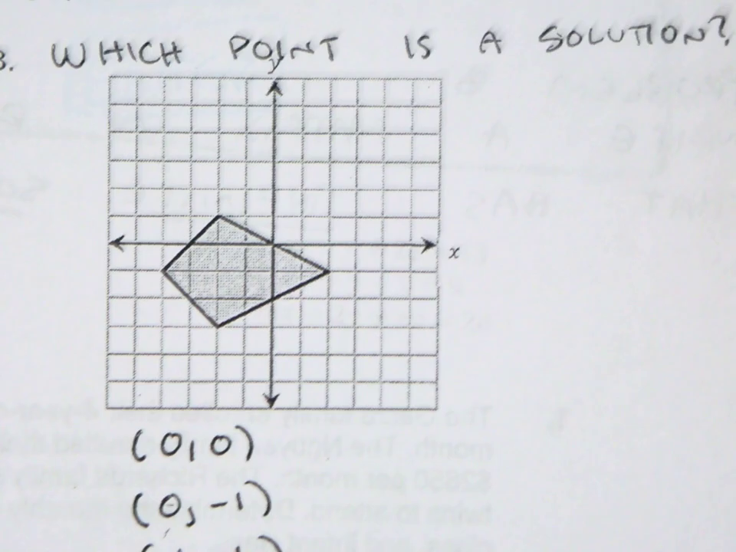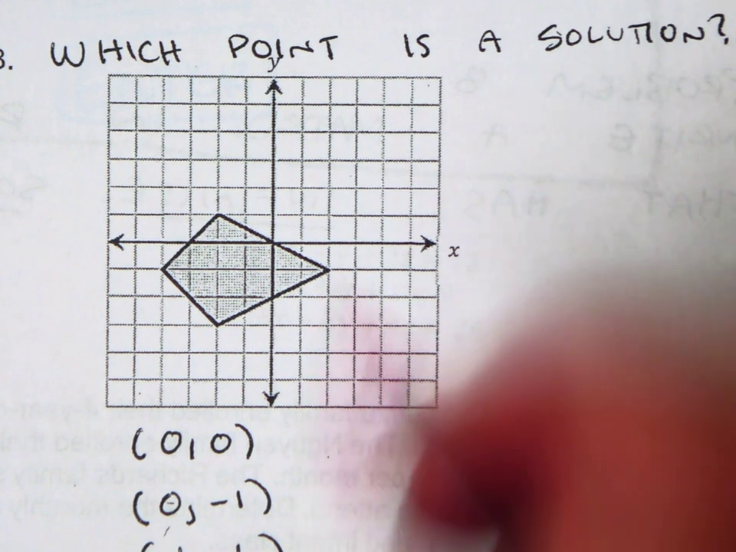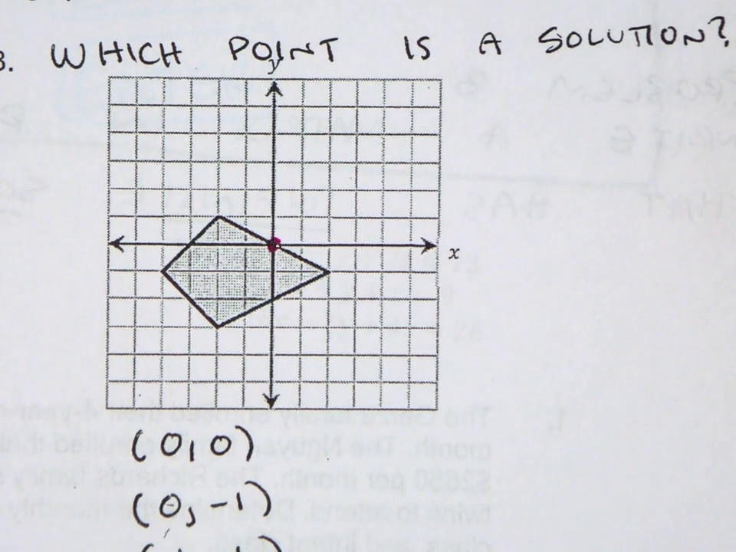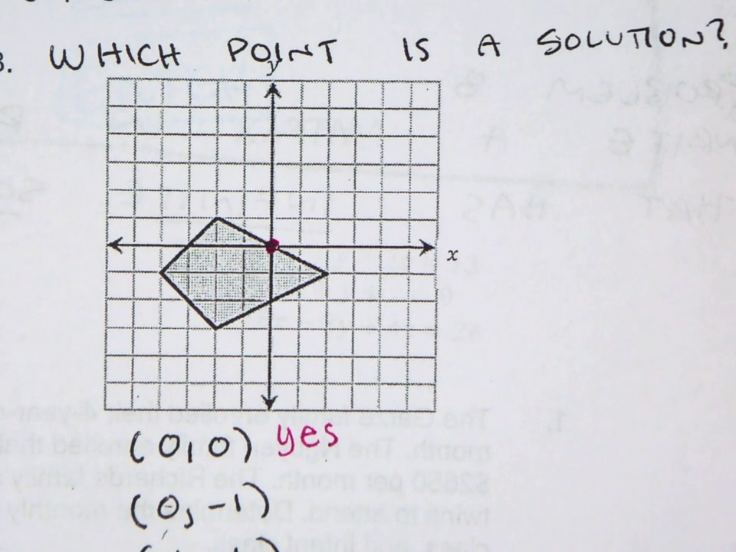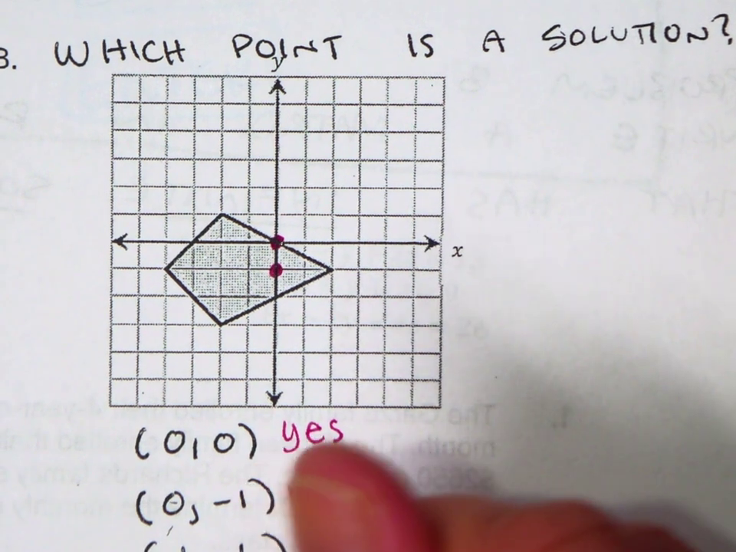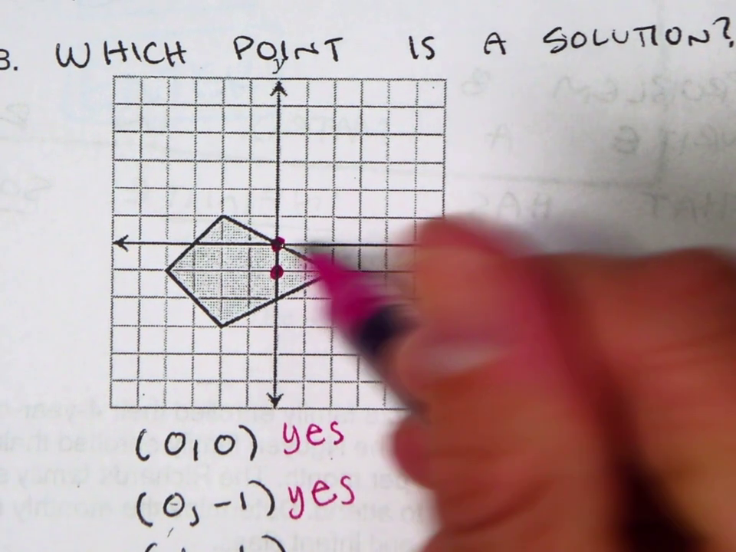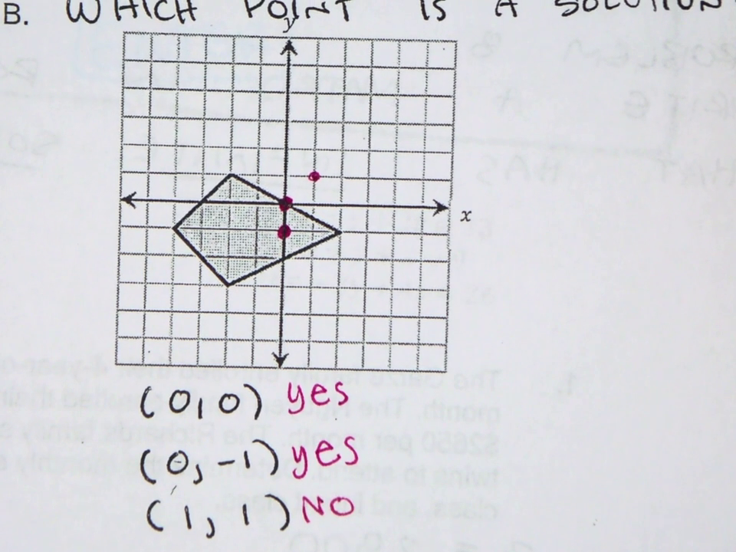All right. Letter B says, which point is a solution? So we're looking to see if it is in the shaded area. So 0, 0 is right here. Because it's on the solid line, it is a solution. 0, -1 is right here in the shaded area, also a solution. And then 1, 1 is right here, not in the shaded area, so not a solution.